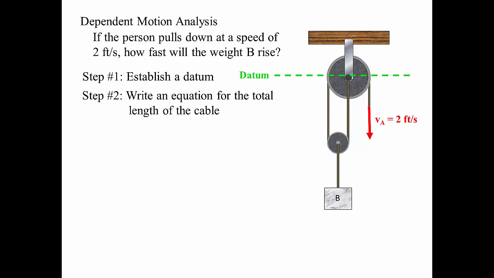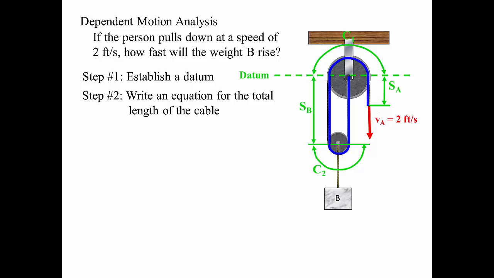The second step is to write an equation for the total length of the cable. Looking at this cable, we've got several pieces and we're going to measure them from the datum. The first piece is SA. The second piece goes up around the pulley. We'll call that C1. We have two pieces here that we're going to measure as SB, and then finally the last piece that goes around the bottom pulley and call that C2. So the total length of our cable, LT, is equal to SA plus C1 plus 2SB plus C2.